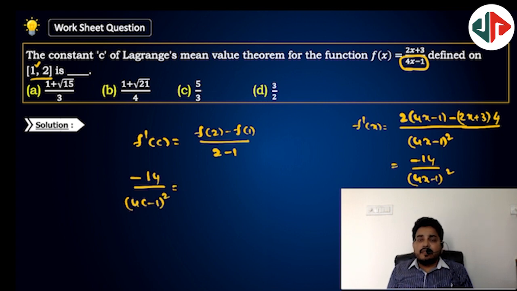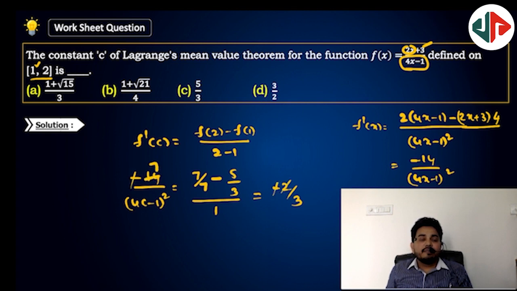So minus 14 by (4c minus 1) whole square is equal to f of 2 minus f of 1 by 2 minus 1. f of 2 is 4 plus 3, 7, 7 by 7 minus 1, 2 plus 3, 5 by 3, 5, 1, which is equal to minus 2 by 3. Minus minus cancel, 2 ones are 2, 7.